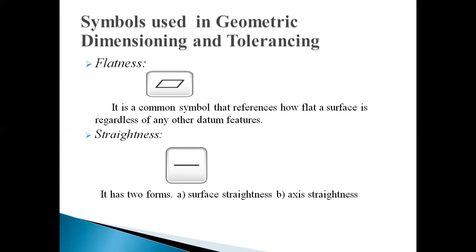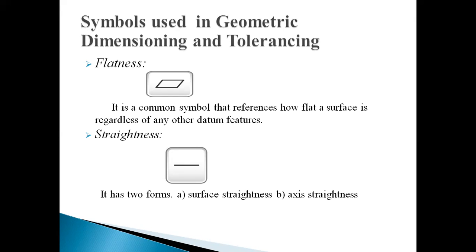Symbols used in geometric dimensioning and tolerancing. First one is the flatness. It is a common symbol that references how flat a surface is regardless of any other datum features. It comes in useful if a feature is to be defined on a drawing that needs to be uniformly flat without tightening any other dimensions on the drawing. Flatness tolerance is always less than the dimensional tolerance associated with it. In short, flatness is the condition of a surface having all elements in one plane.